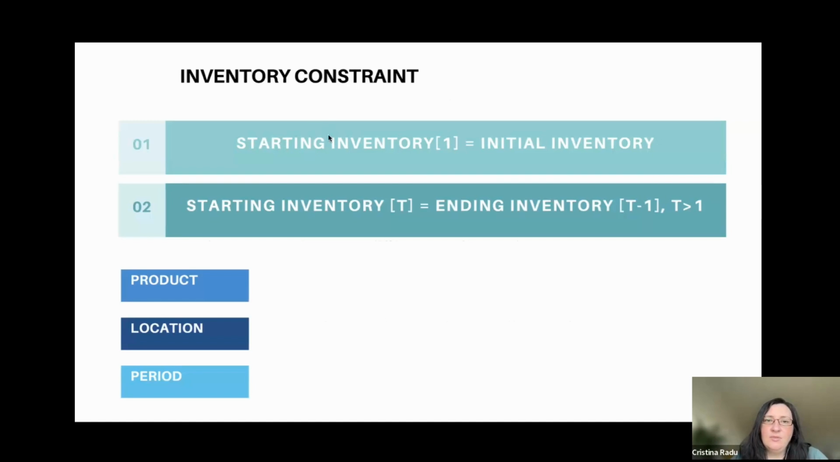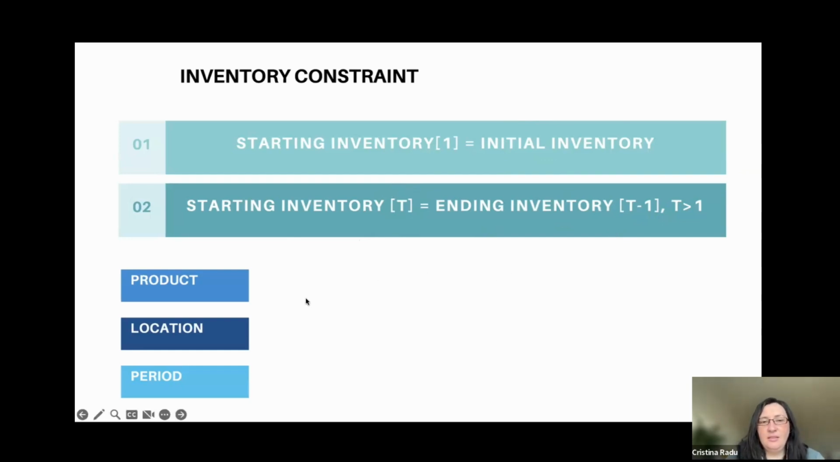And we have two constraints. For the first one, we say that in the first bucket, we start with the initial inventory, beginning on hand, starting inventory. It has different names, this one. And this is what basically comes from the execution system, let's say from SAP, and what's your available stock for that product. And then, as I said, for the next bucket, the starting inventory becomes the ending inventory of the previous bucket. And then this is the inventory carryover.